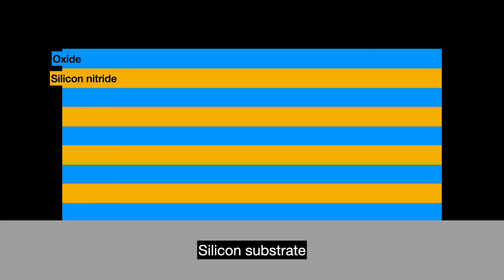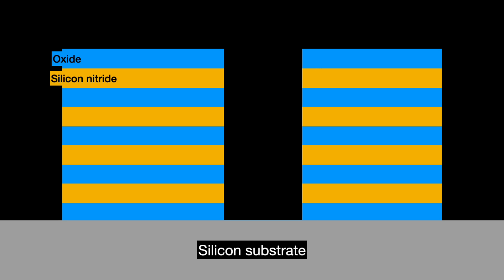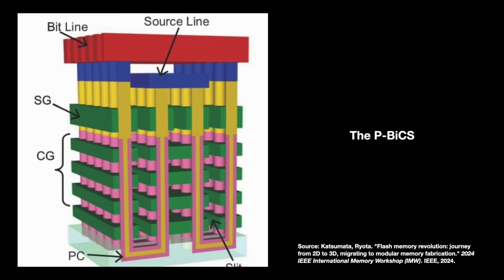Then we pattern and punch holes through this thick stack. So far, so good. This feels like the aforementioned BICS, except that silicon nitride is swapped in for polysilicon. The silicon nitride is purely sacrificial and will be removed later on. But here, the process flow changes.